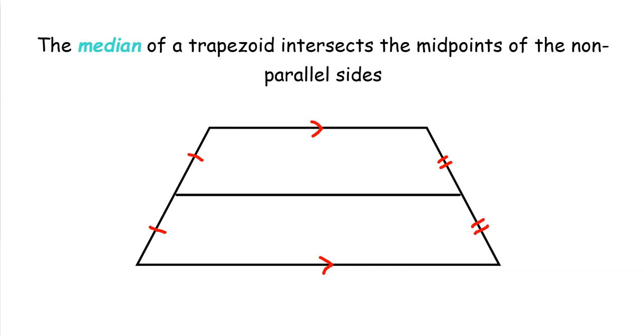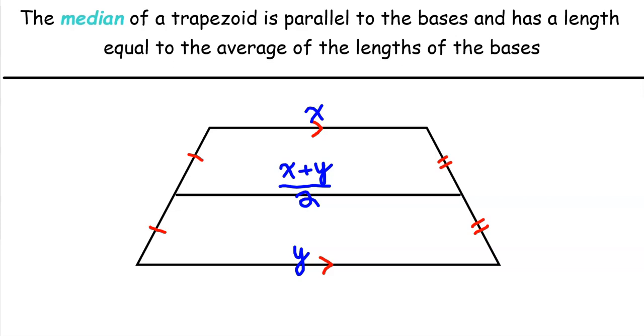As it turns out, the length of the median has a particular relationship to the two bases, and the median of a trapezoid is parallel to the bases and has a length equal to the average of the lengths of the bases. So if the short base or the long base has length x and the other base has length y, then the length of the median is the average of x and y, or (x + y) / 2. Go ahead, pause the video, write this down, including the additions to the diagram that you drew for the median definition, and come back when you're ready to see the definition and properties of a kite.